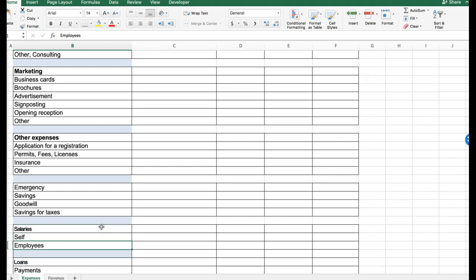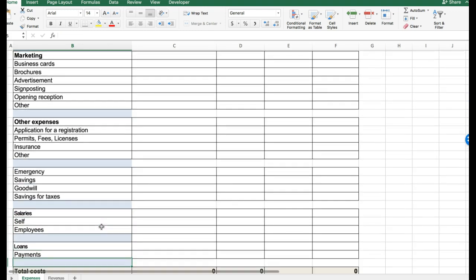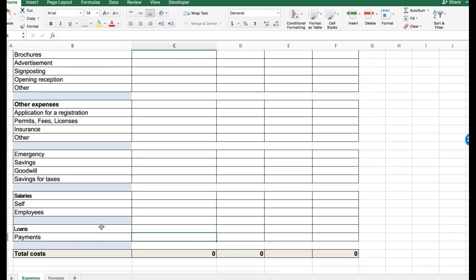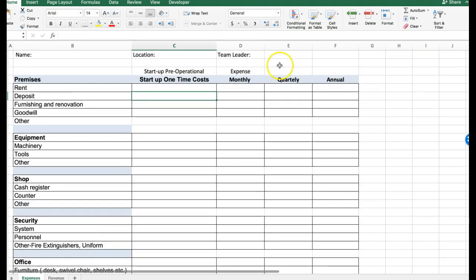Then we have your salaries, which is an expense to the business, and we have your loan payments. So we have a one-time cost, which are all the costs to start, but you have monthly expenses, quarterly, and annual. And for some businesses, you also have daily expenses or weekly. So let me show you an example how this looks in real life.